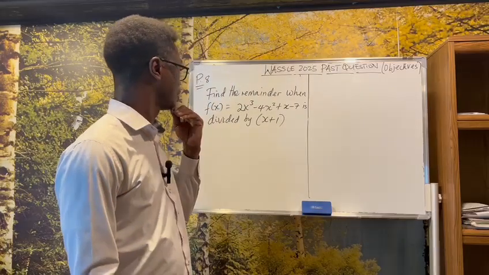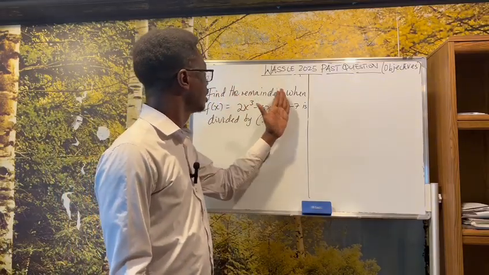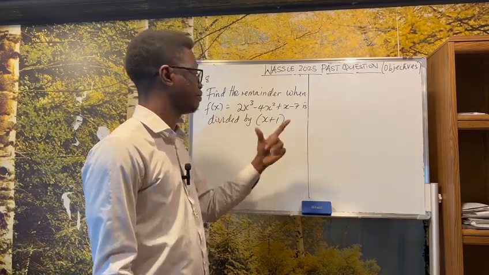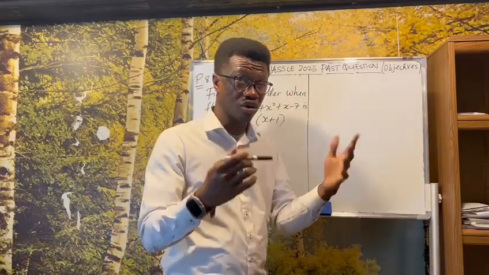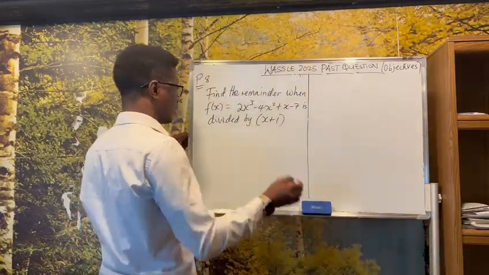Okay. We are given the question: find the remainder when f of x, the whole of this, is divided by this. This is just basic maths. Go back to primary school. We know we used to divide.